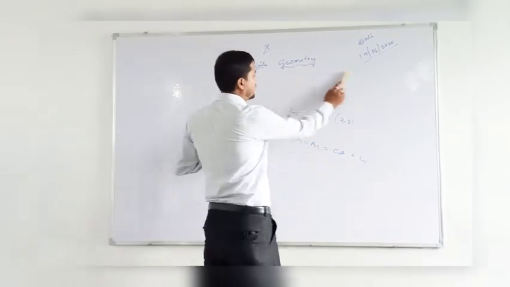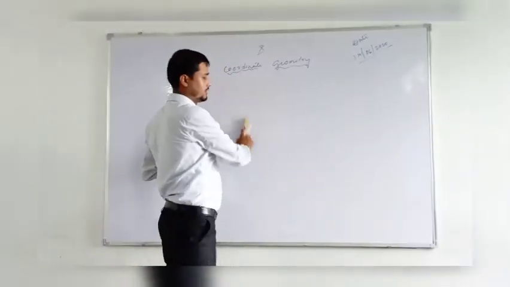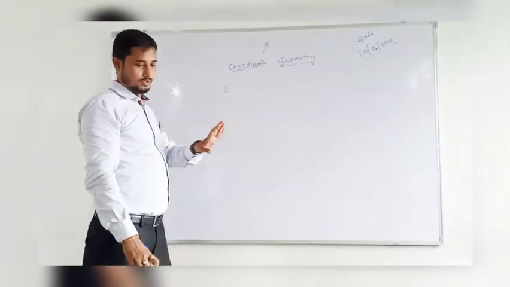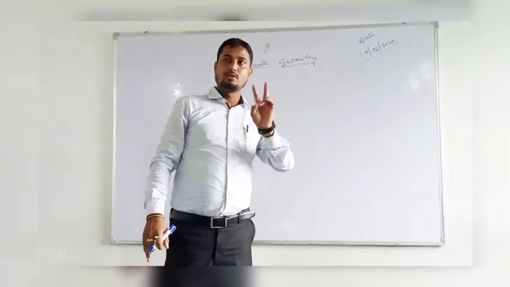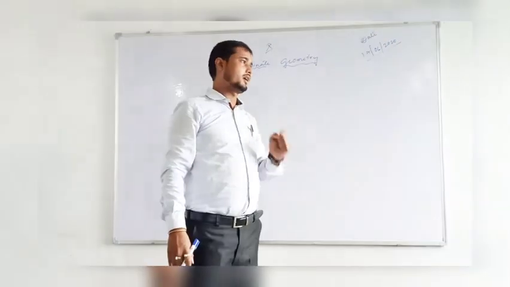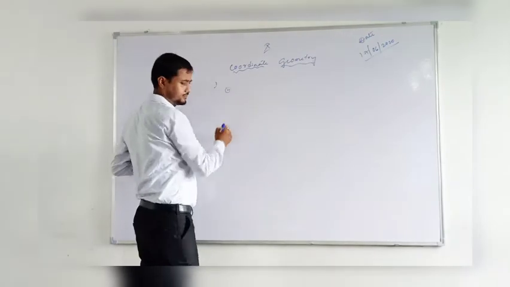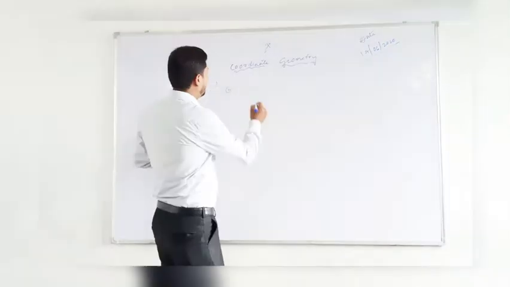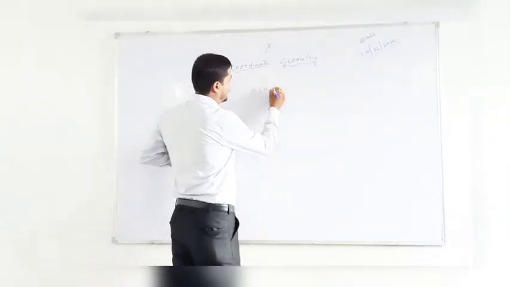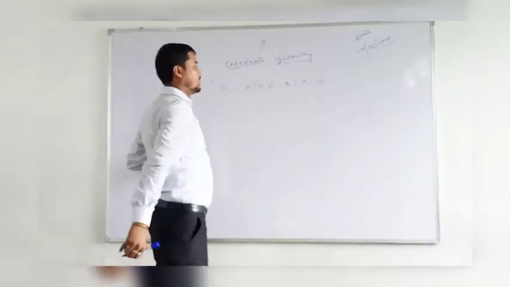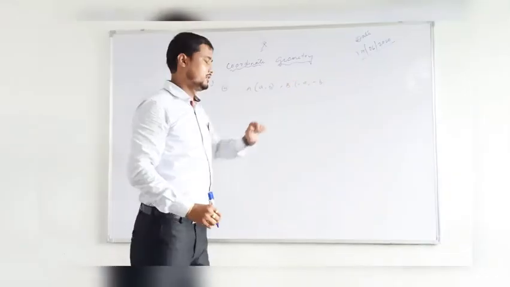Now, in your syllabus, the first question is given. Find the distance between 2, 3 and 4, 1. Another question, question number 3, which is also important. Find the distance between the coordinates (a, b) and (-a, -b). How do we find the distance between these two?